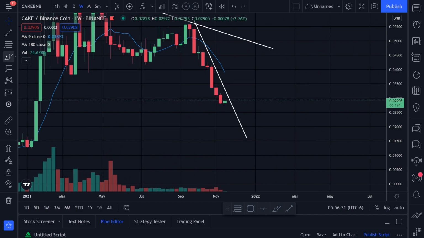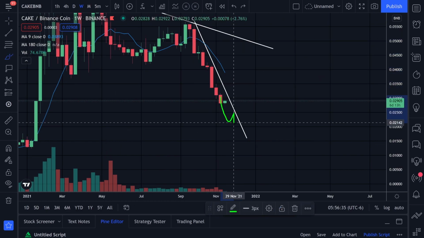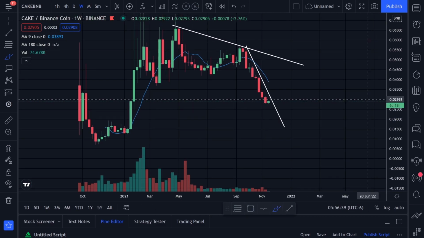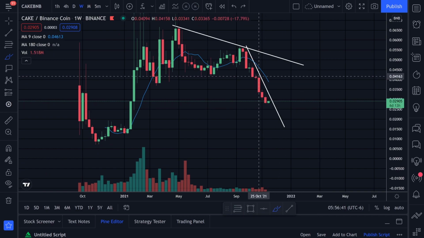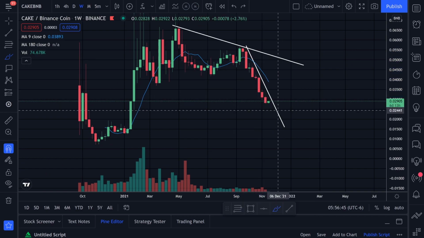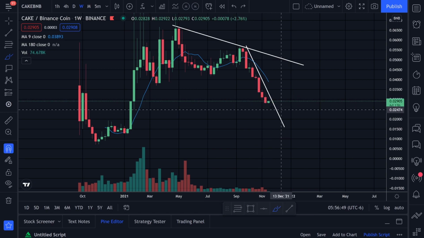Like I was saying, the main thing is if we can break this trend line going to the upside, whenever we do that, I think we'll see a move for CAKE going to the upside too. We've been trending down for a while, and that's why I was interested in this. It had been going down for a while and it looked like it'd be getting a little bit of support.